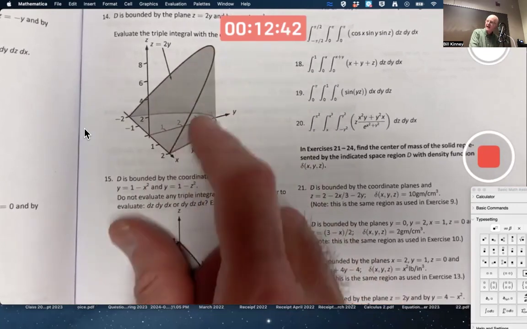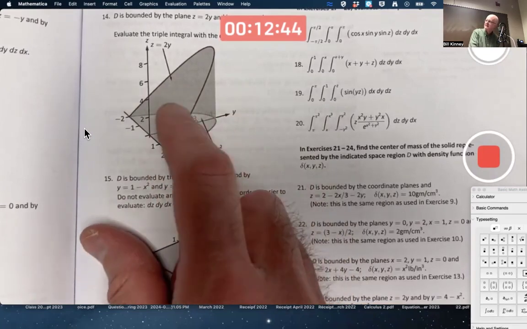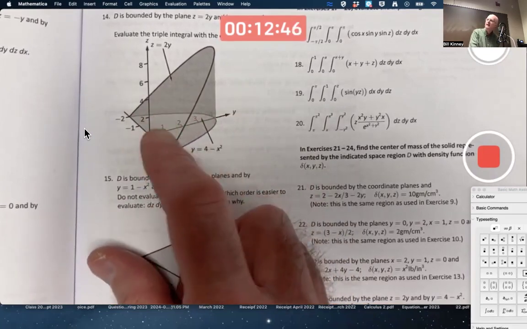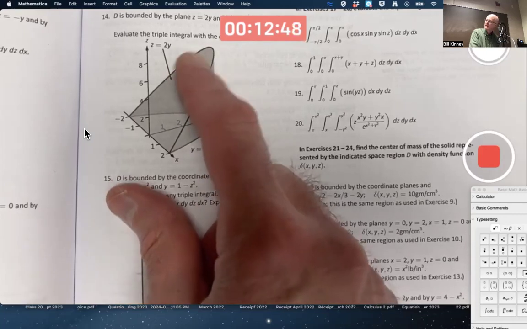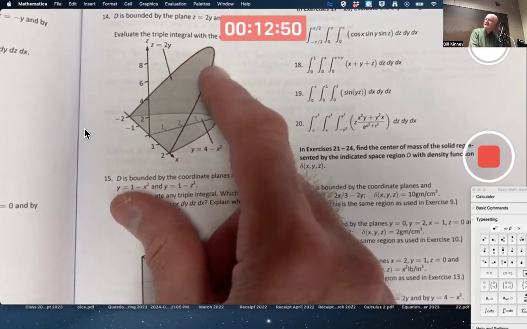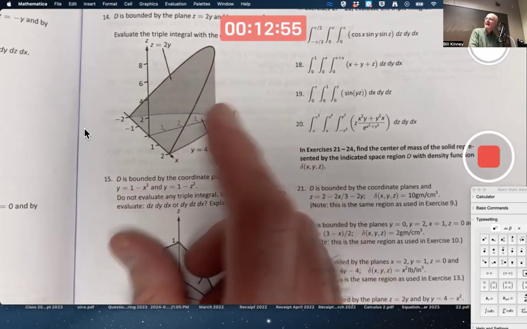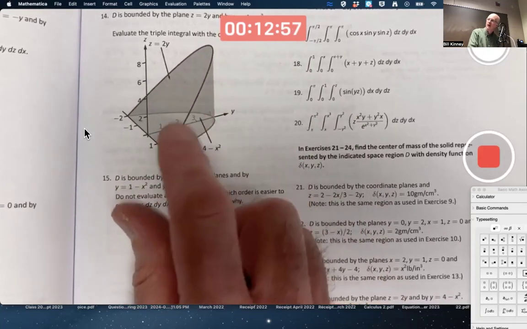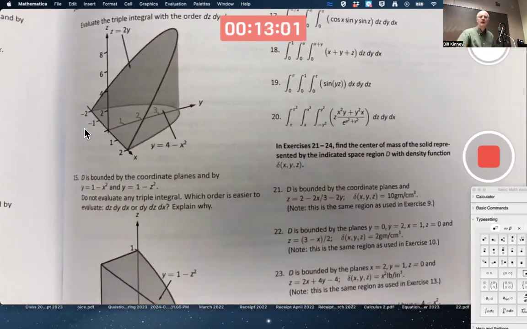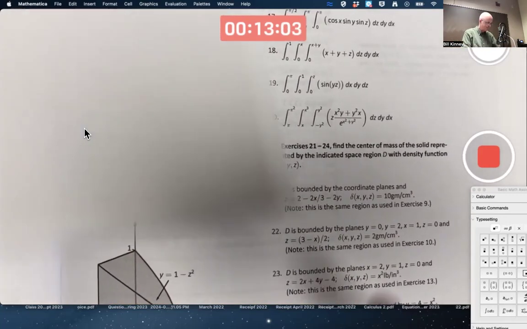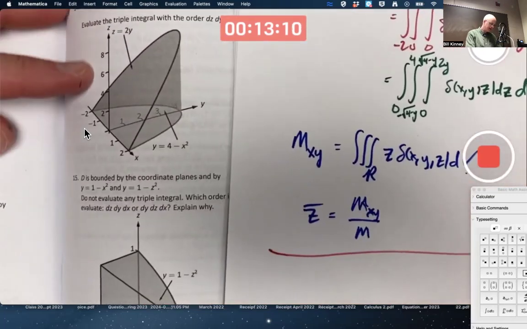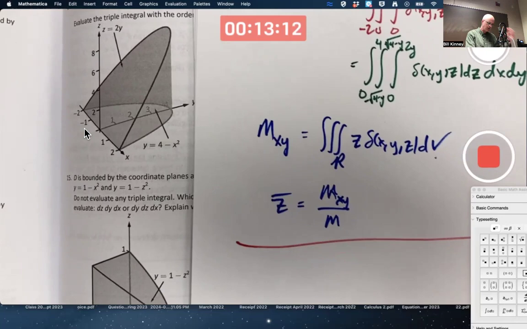Even though the bulk of the mass is for low values of z, it's less dense down there. Much denser up here because, again, the density is z squared. And that density up here is winning out, so to speak, to make z bar higher than 4. Let's try one more ordering. I think the trickiest one is where the inner integral is with respect to y.